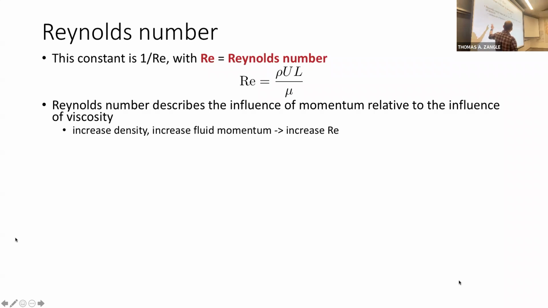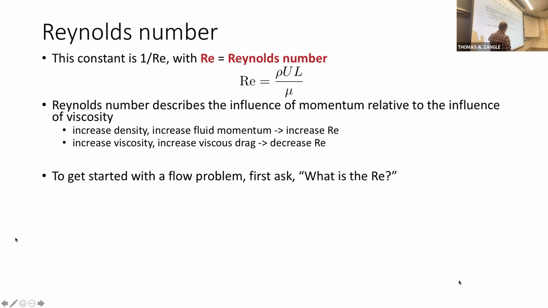If we increase density, we increase the fluid momentum, and therefore we increase Reynolds number. Increase viscosity, then we increase viscous drag, right? Think about honey, and that decreases the Reynolds number. Since this was in our dimensional analysis of the Navier-Stokes equations, this was the constant that popped out. This is telling us, again, that if we want to understand what's happening in some kind of problem in fluid mechanics, the first question you should have is, what is the Reynolds number? Because without the Reynolds number, you really don't understand much.